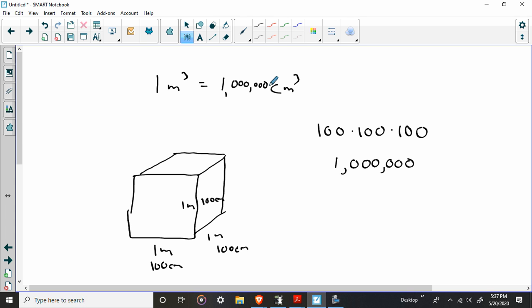So 100 times 100 is, what do we say it was, 10,000, and 10,000 times 100 is going to be 1 million. So again, it's 1 million cubic centimeters. Okay, so yeah, it's a lot. Granted, a cubic centimeter is very, very small. It's those little orange tiles we use in class. But all of a sudden this turns into a very, very large number, right?